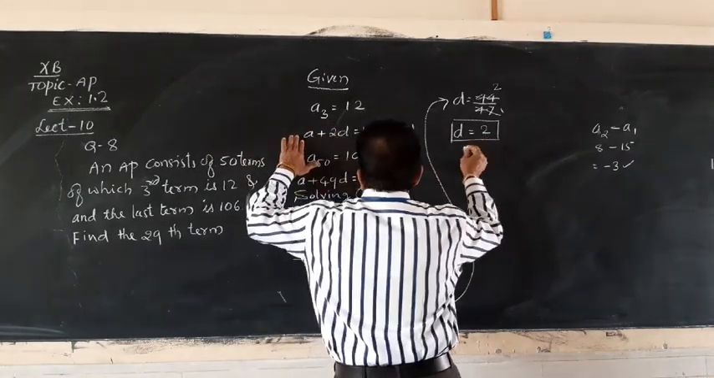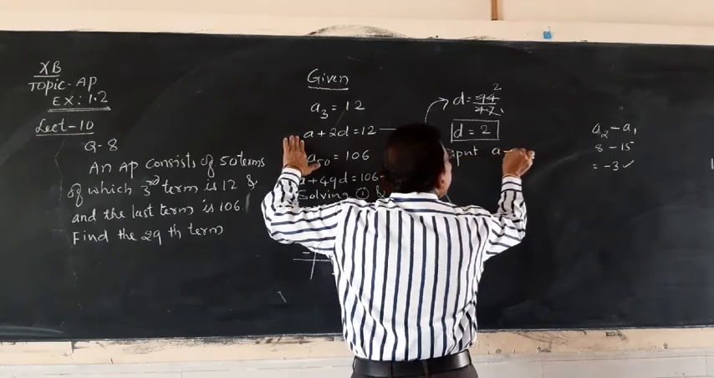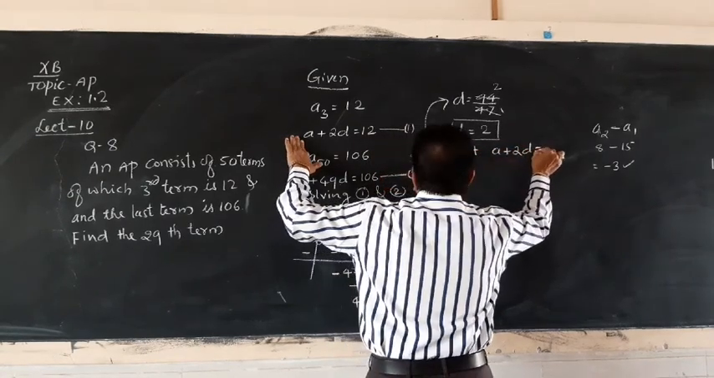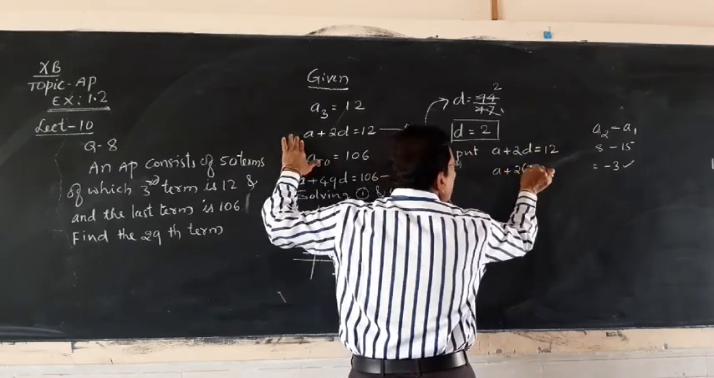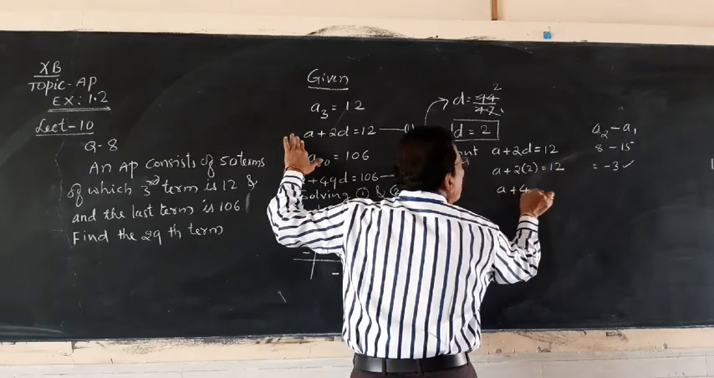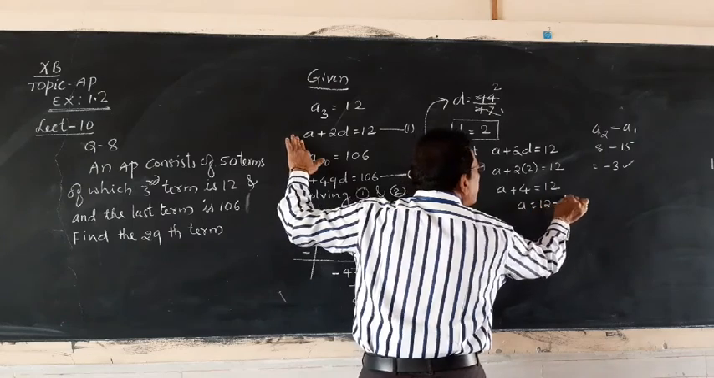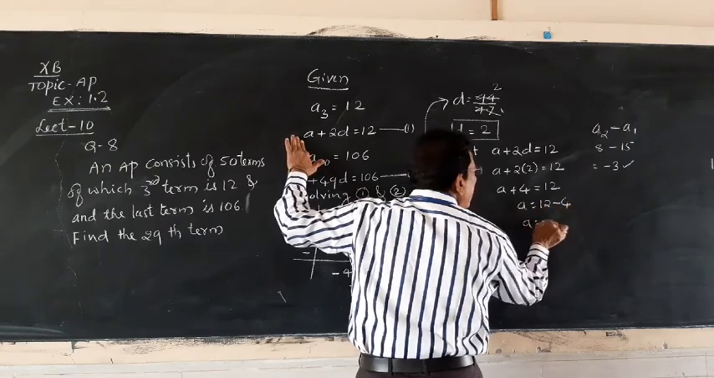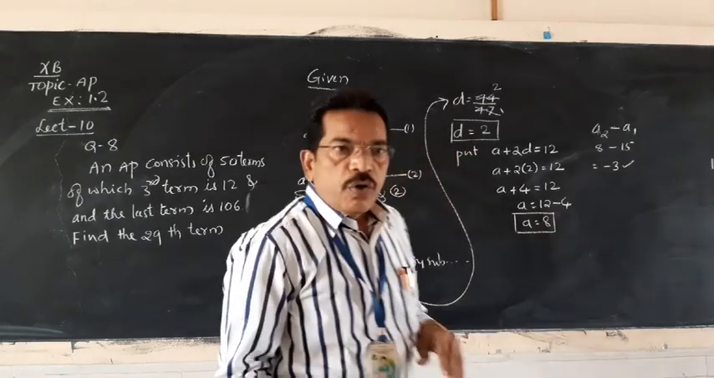Now we have to put D equals 2 in any one of the equations. We can substitute in the equation A plus 2D equals 12. A plus 2 into 2 equals 12. A plus 4 equals 12. A equals 12 minus 4. A equals 8.